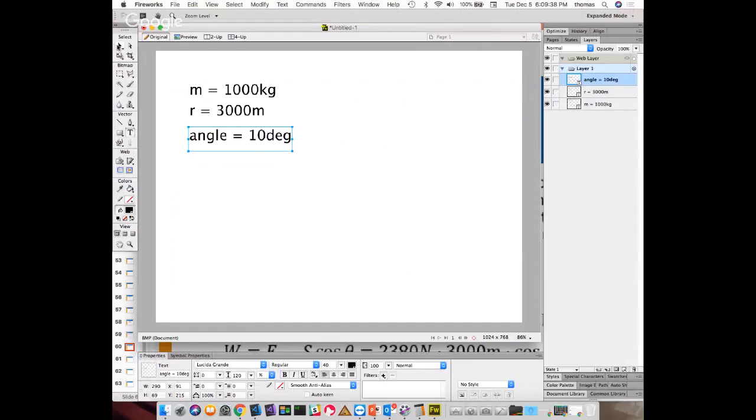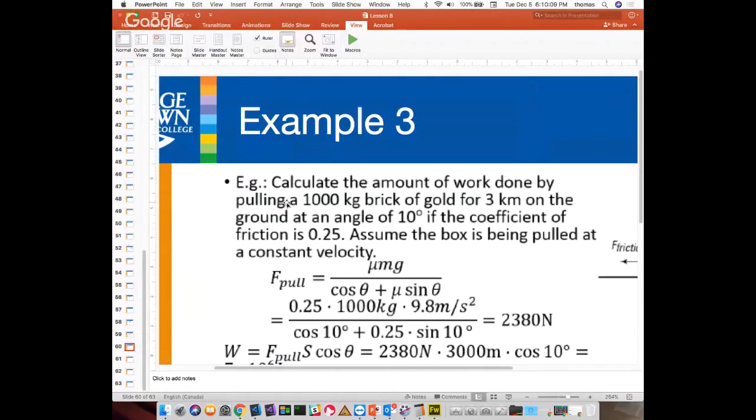That's probably the coefficient of kinetic friction, my guess, but it doesn't really tell us. So we'll say the coefficient of friction is 0.25. All right, so we know these things. That's how you start off.